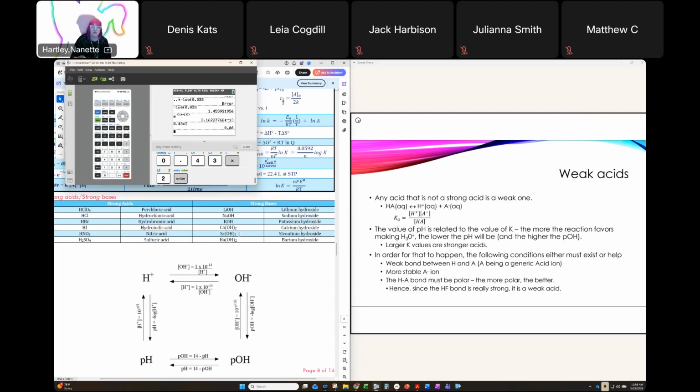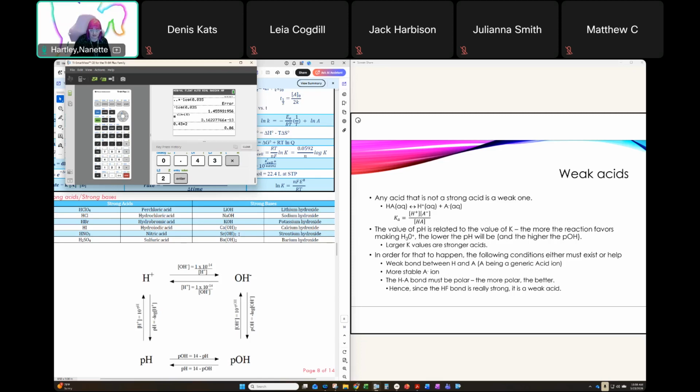The value of pH is related to the value of the K. So the bigger the K is, the more H plus you're going to get out of that acid. So the more H plus I get, the lower the pH is going to be, and therefore the higher the pOH. So larger K values are stronger acids.